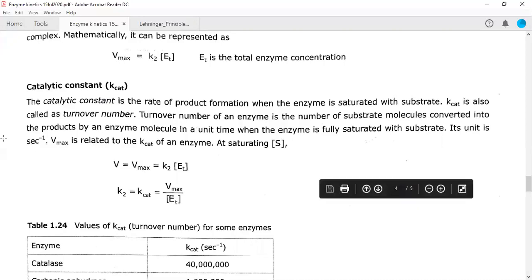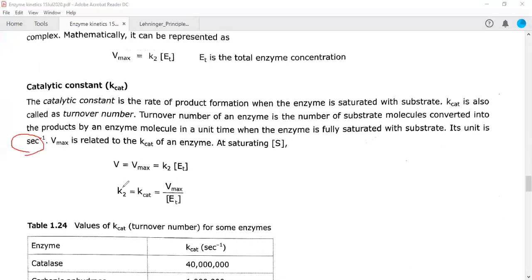You need to underline some things. For example, the catalytic constant is represented by K2, Kcat, or the turnover number, and its unit is per second. With the help of V maximum, you are able to calculate the catalytic constant or the turnover number, meaning how many substrate molecules an enzyme is able to convert in one second. Based upon this, you can classify some of the enzymes based upon their catalytic constant.